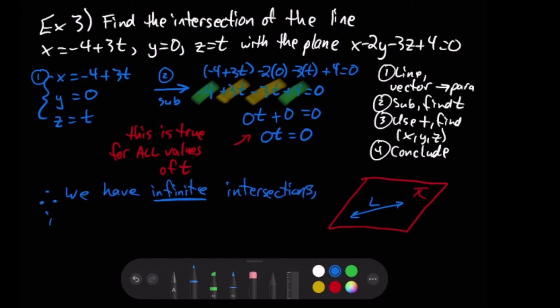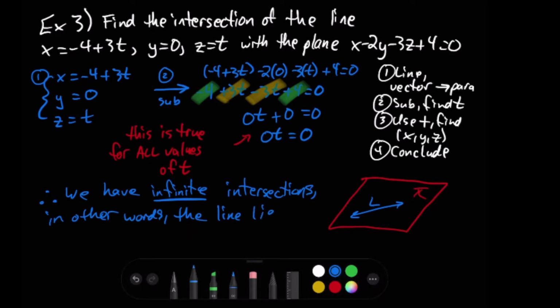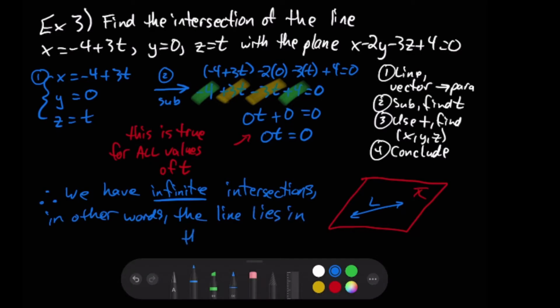In other words, the line lies in the plane. All right, cool. So we've worked through 3 different examples and examined our 3 different possible modes of intersection between a line and a plane.